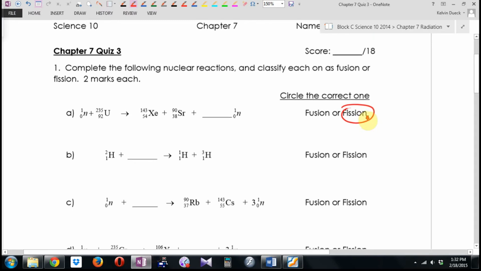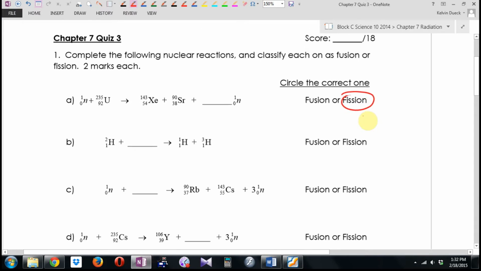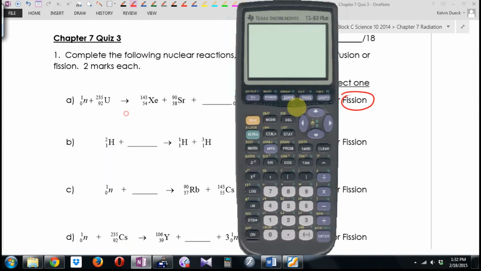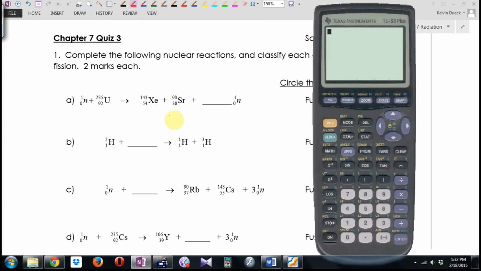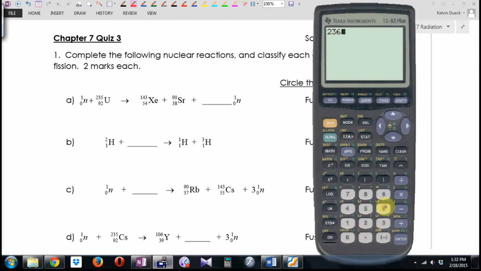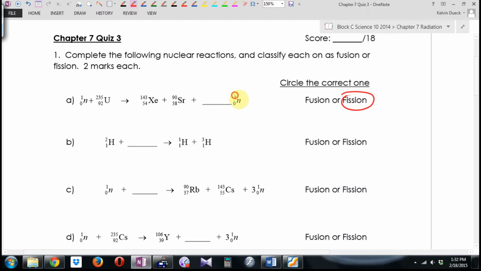And then you're going to get 1 mark for filling in the blank. The way we'll do that is half mark off for each mistake you make, but otherwise you get 1 out of 1. What's the blank going to be? Well, I have to realize that on the left-hand side, I have a total of 1 plus 235, a mass of 236. On the right-hand side, I have 143 and 90. I must have 3 masses left, and because each neutron weighs 1, I need 3 neutrons. 1 mark for that.